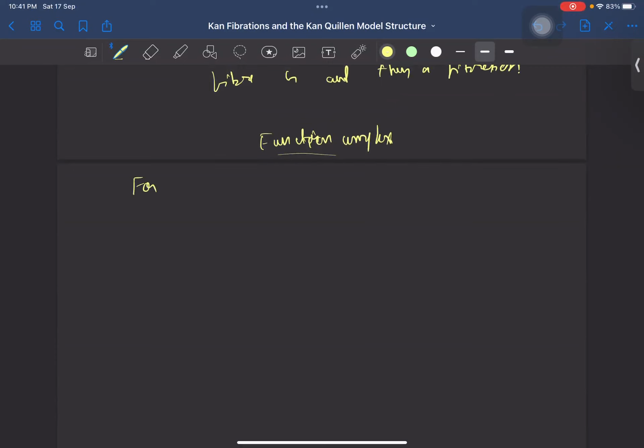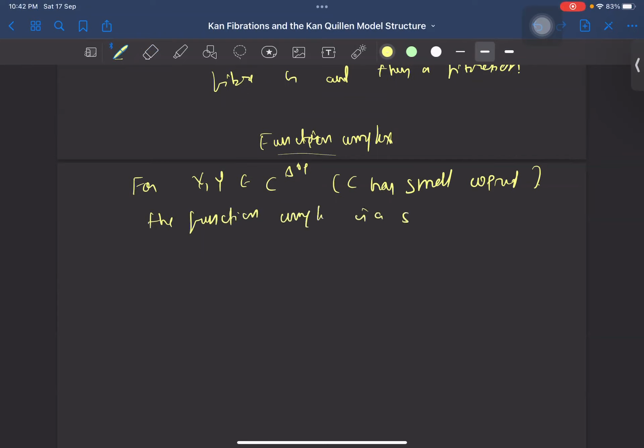Okay, so for X and Y in the category of simplicial objects, and C has small coproducts, the function complex is a simplicial set with the set of n-simplices being the set of maps.